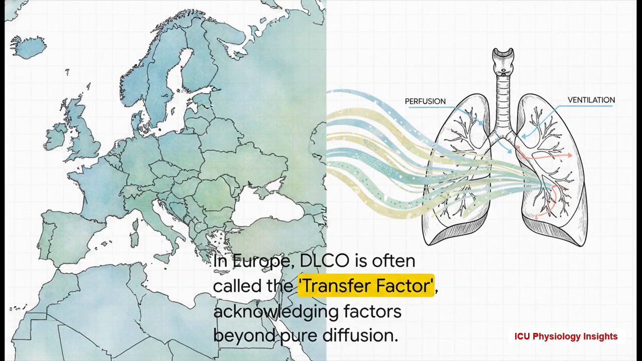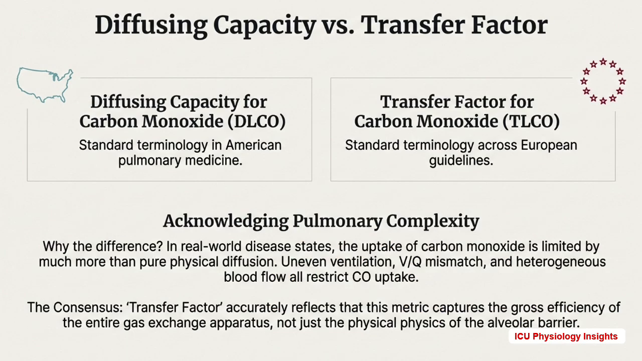And as a final point, it's worth knowing that in Europe, they often call this the transfer factor, or TLCO. And you know that name is probably a bit more honest. It acknowledges that in a real, diseased lung, the final number we measure is affected by more than just pure diffusion. Things like ventilation-perfusion mismatch play a huge role.